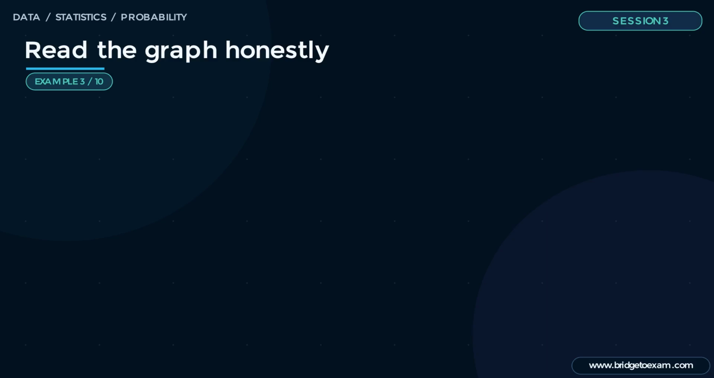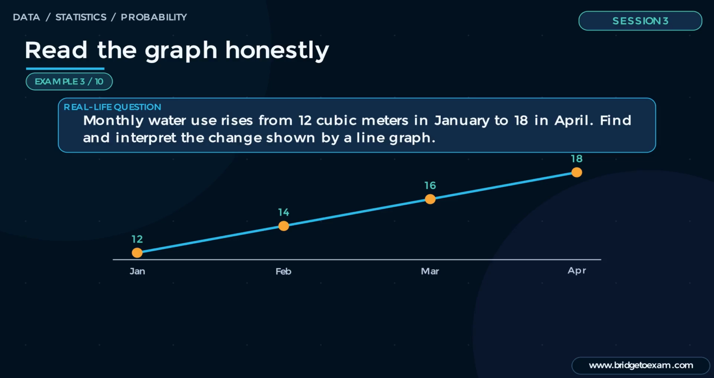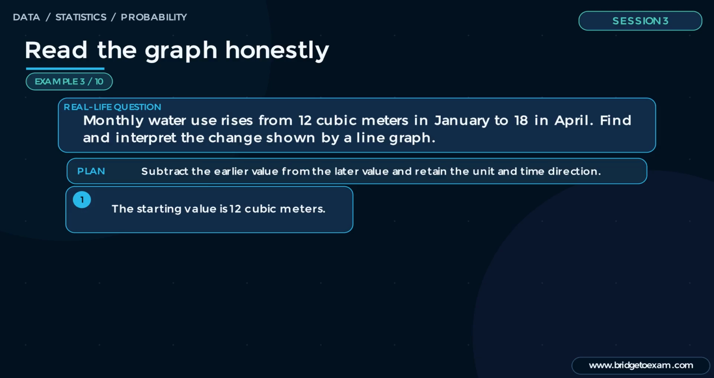Example 3. Monthly water use rises from 12 cubic meters in January to 18 in April. Find and interpret the change shown by a line graph. Plan. Subtract the earlier value from the later value and retain the unit and time direction. Step 1. The starting value is 12 cubic meters. Step 2. The later value is 18 cubic meters.